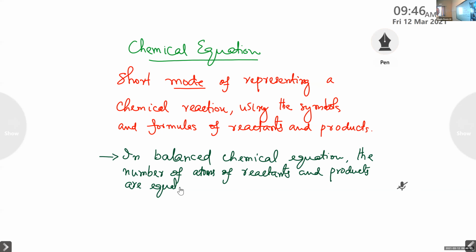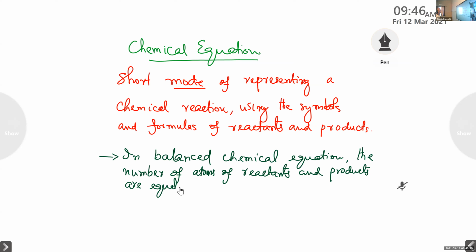So a balanced chemical equation is one in which the number of atoms of reactants and products are equal. Write it down: in a balanced chemical equation, the number of atoms of reactants and products are equal.